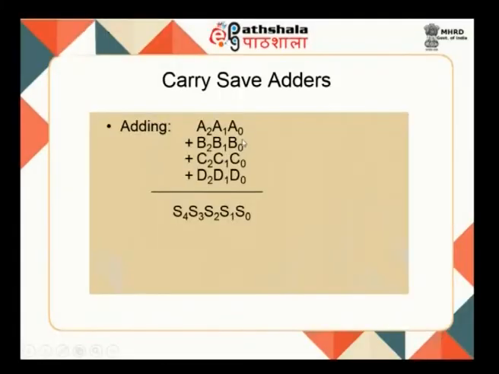Now, in the case of carry save addition, when you have to add these bits, you add all the 3 bits together and generate a sum bit and a carry bit. So, instead of adding two data bits and a third carry bit, you add all the 3 data bits together. So, add the columns first.